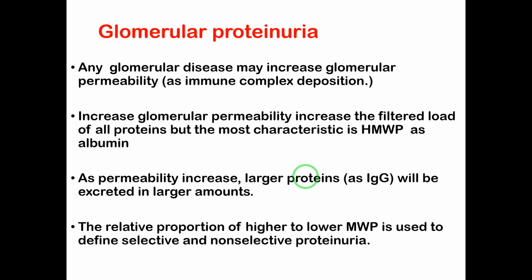If the patient passes very high, large molecular weight protein, it means that the proteinuria is non-selective and has a bad prognosis. The patient with selective proteinuria, for example, just albumin, has a better prognosis than a patient who passes large molecular weight protein. We call it non-selective proteinuria. All types of protein can pass through his glomerulus.